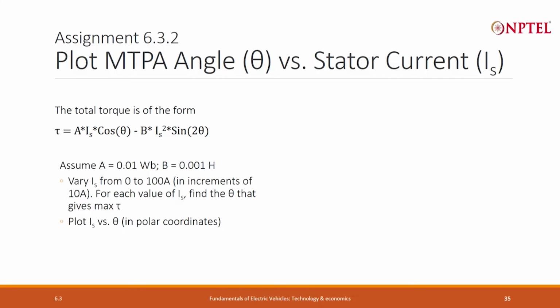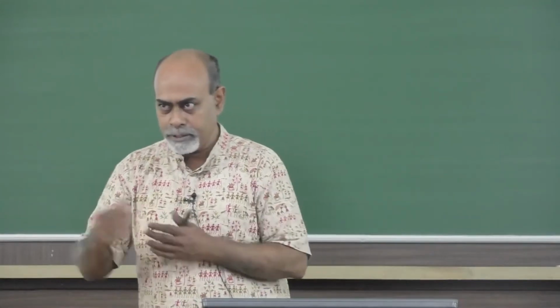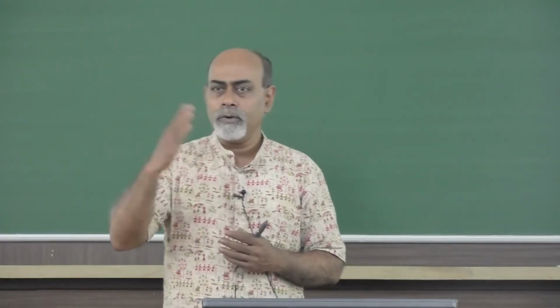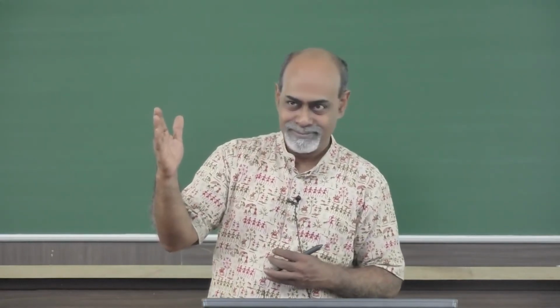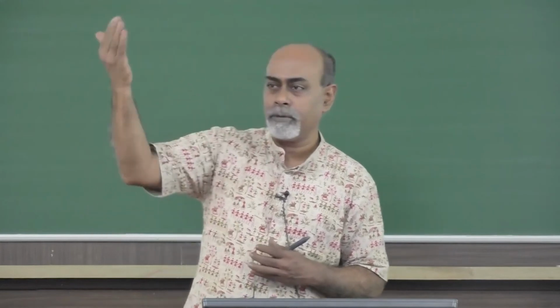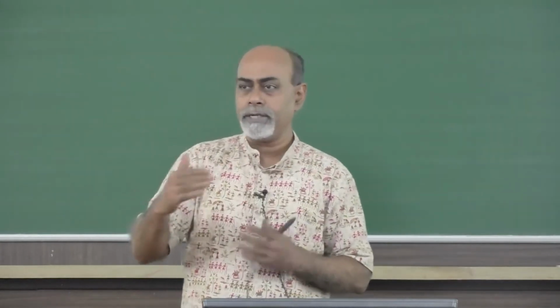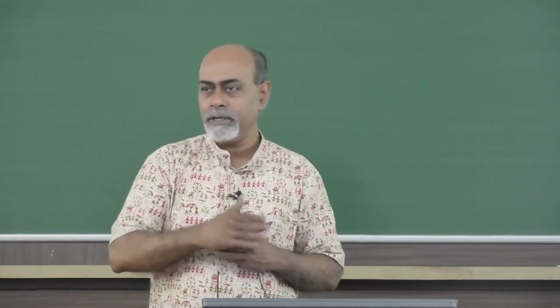Now, I want you to calculate for different currents from 0 to 100 amperes, what will be the optimum theta. As we already know, when the current is low, the optimum theta value will be small, and as the current increases, it means more and more torque is being demanded by the motor, the optimum value of theta will go on increasing, but it will never be greater than 45 degrees, because 45 is where reluctance torque becomes a maximum. So, from 0 to 45 degrees, as current increases, theta will increase.